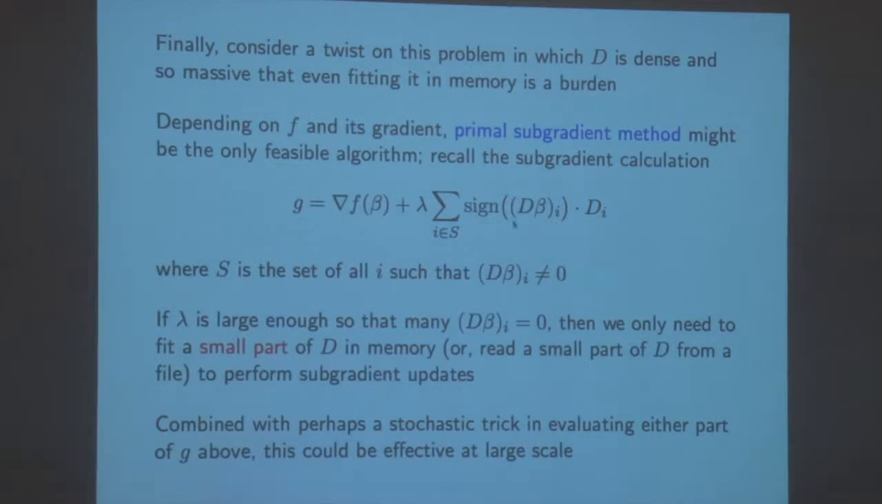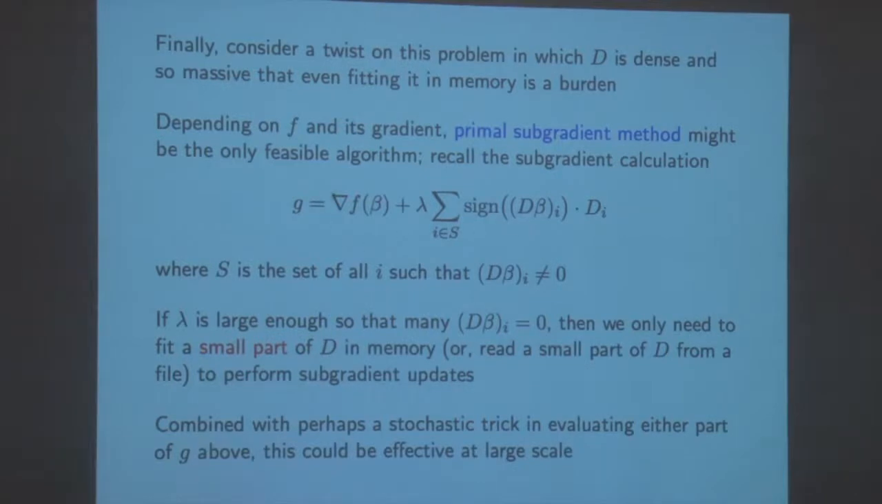Now, if D is so big we couldn't fit it into memory, then we might keep a list of which components of D beta were non-zero at each step. We only load those rows into memory. We take their product with beta, look at the sign, and add up the rows correspondingly. That gives us a subgradient. And then we could kick those back out of memory, make the subgradient update and continue. So for such a big problem we can't fit into memory, it looks like the subgradient method may be the best approach. An even better approach would probably be to use something stochastic here.